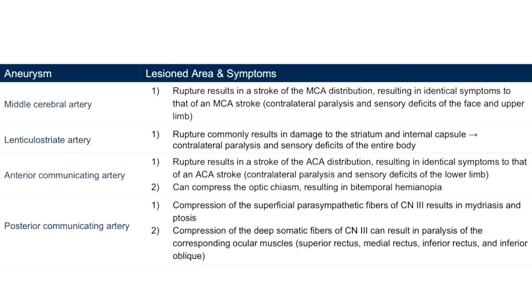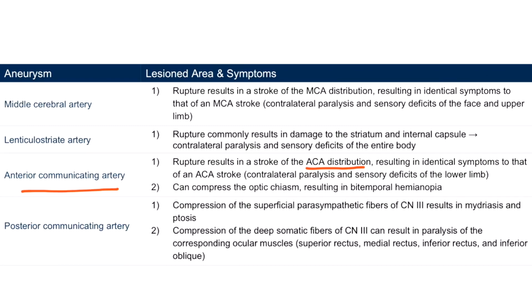For step 1, you need to know that rupture of an aneurysm originating from the anterior communicating artery, or ACOM, can result in ischemia to the anterior cerebral artery, or ACA distribution. Again, we already discussed a stroke of the ACA in table 8.4, so I'm not going to repeat that.